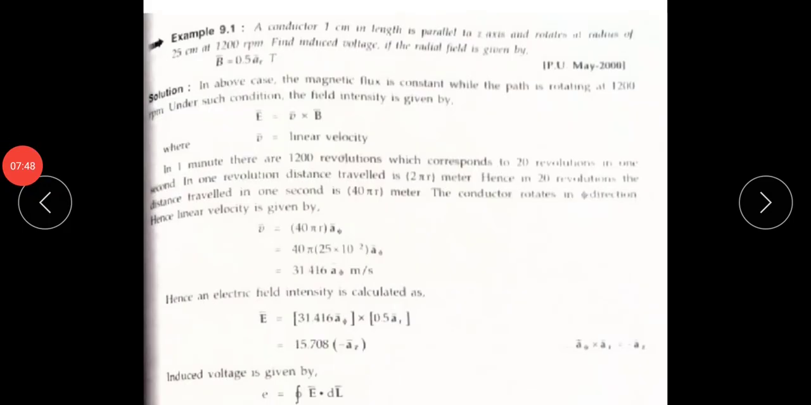Okay, in the first problem, 25 centimeters is the armature radius. With this radius, the conductor is rotating with a velocity of 1200 rpm.